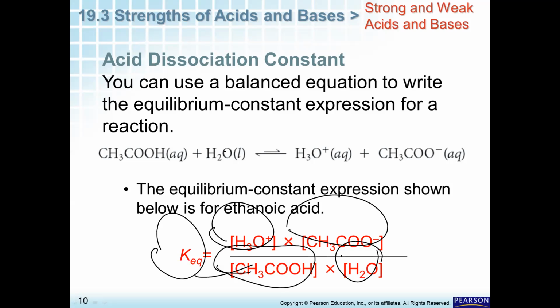So if we multiply this side by the water concentration, and multiply this side by the water concentration, then we can cancel it from here. And then on this side we're going to have K equilibrium multiplied by the water, which is equal to the H plus times the other one, which will look exactly like that.